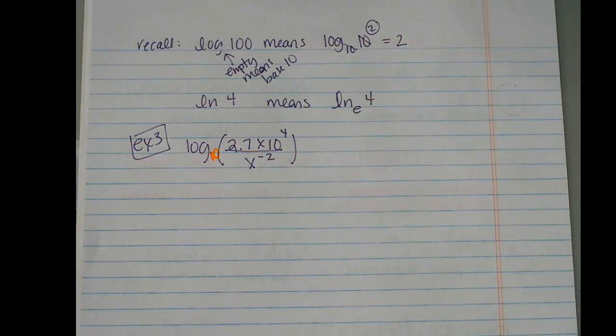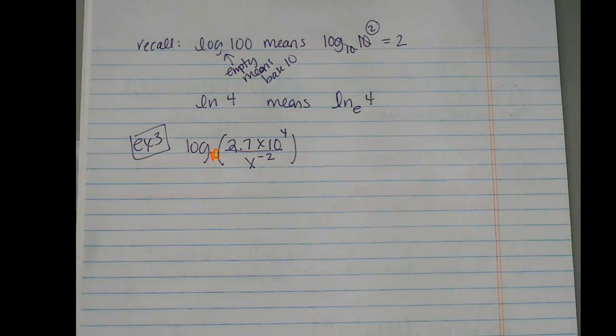Expand it. There are 3 bases. Can you see them? What are they? 2.7, 10, and x. Excellent. So I'm going to pause the video. You write out 3 logarithms, and then let's just simplify it. Okay, see how far you can get, and I'll come back.